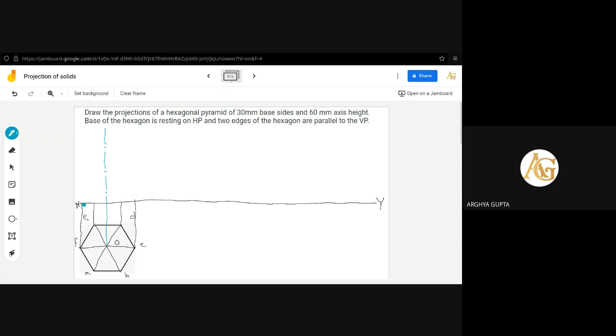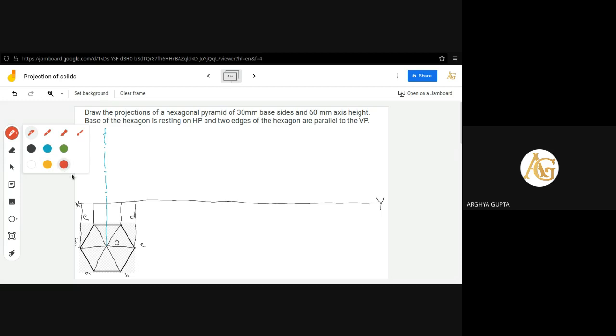For the top view, that O point is here, but from the front view, the O point will be some distance from the base. So take a point, let us say at 60 mm from the base XY. And now you have to join.